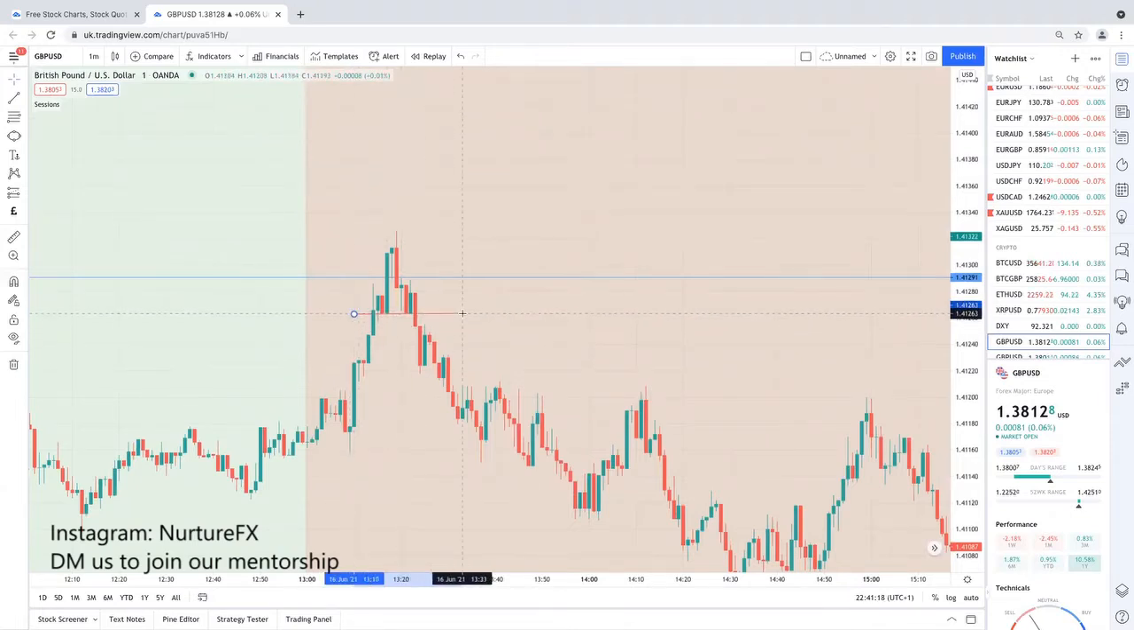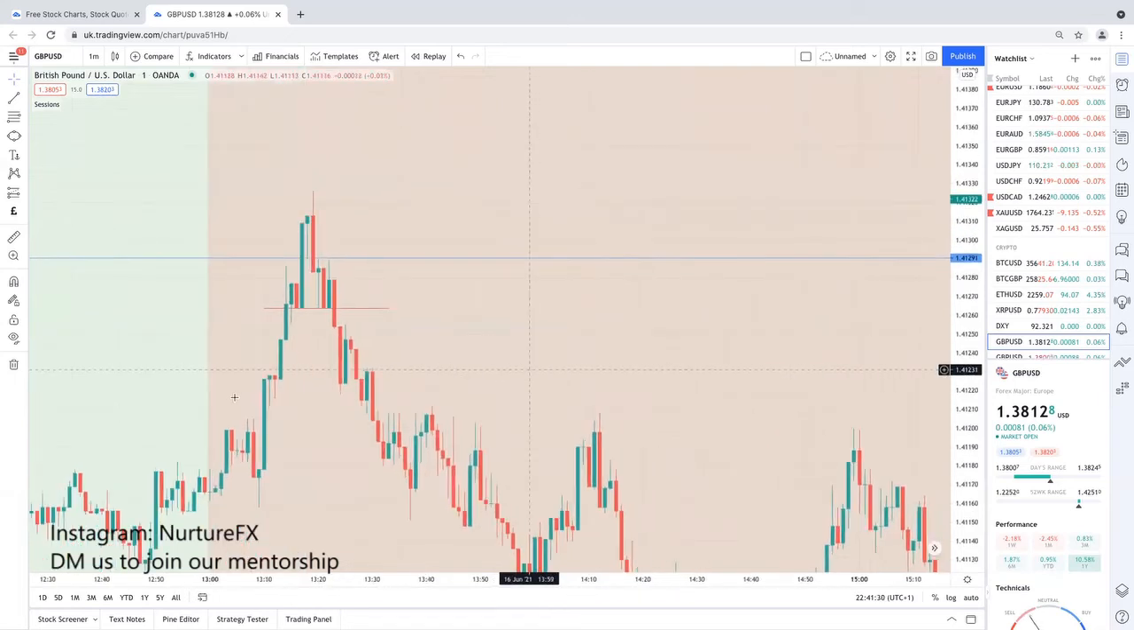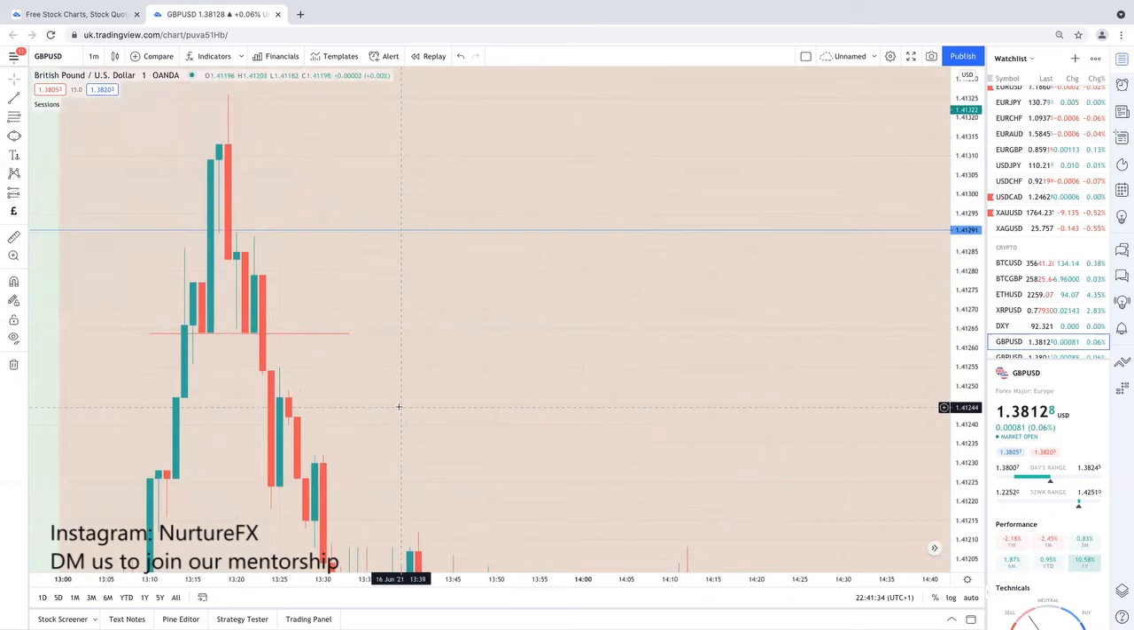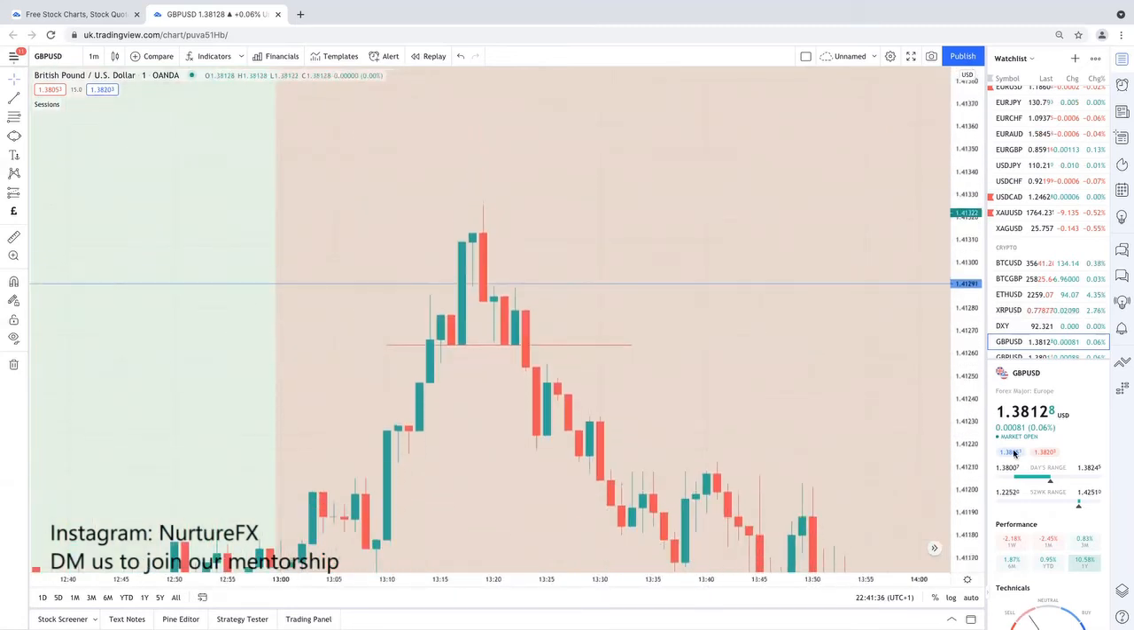So there's this low that needs to be broken. Now, we don't look at the wicks. For breaks of structure, we only look at the bodies. I'm going to zoom in so you can all see it.